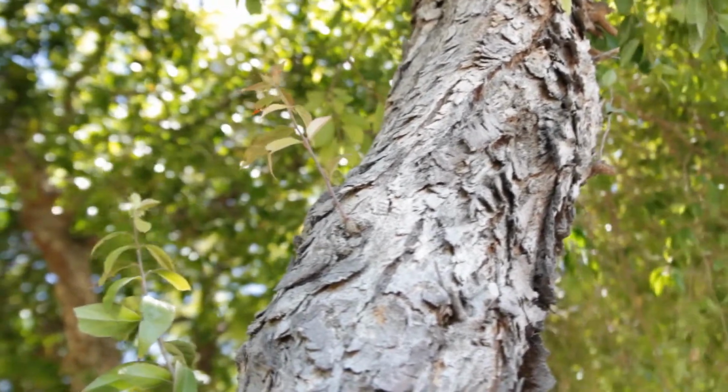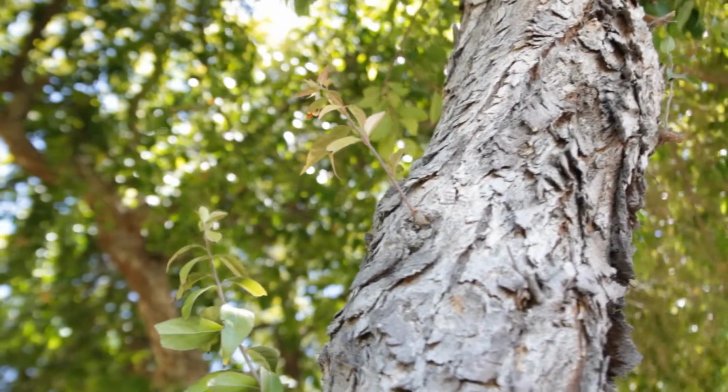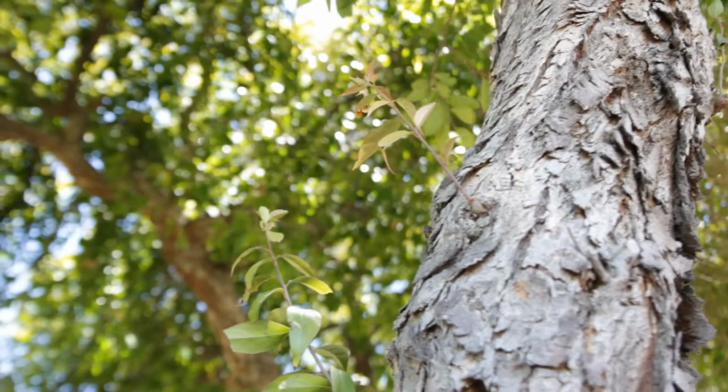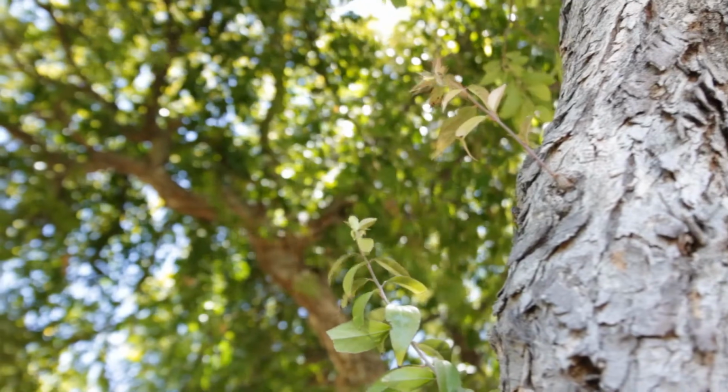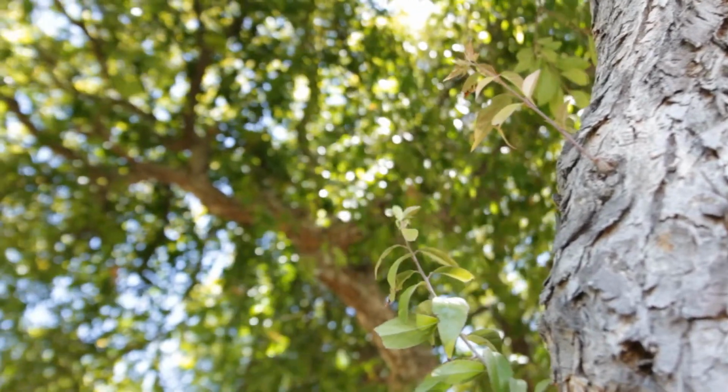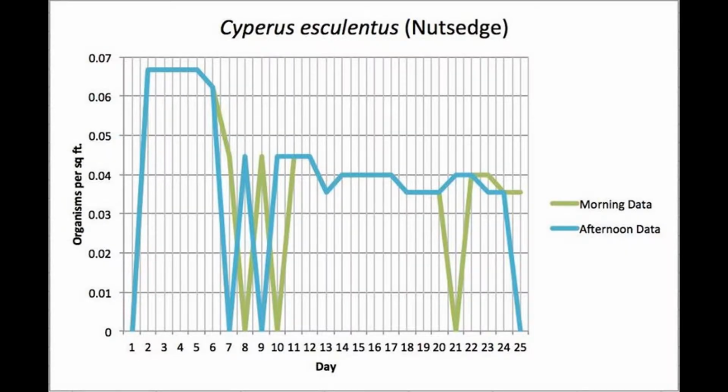When looking at our environment and our habitat, we were able to observe different trends and different characteristics that vary due to the environment and natural selection. The first is when observing the nutsedge, or the Cyperus esculentus. The morning and afternoon data did not vary as much, but as you can see, there wasn't any clear trend, but more of an up and down motion.